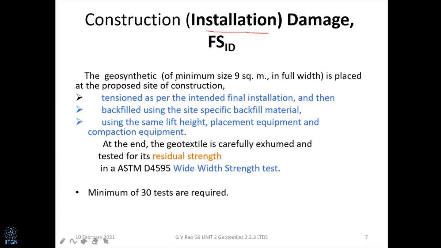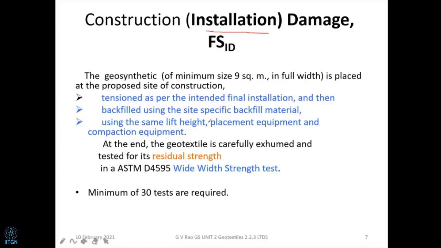So in this case now, we take a geosynthetic of minimum 9 square meters in full width, the minimum size actually in full width, and it is brought to the site basically and placed at the site, and then it is tensioned as though you are using it in the final installation, then backfill using the specified backfill material, and then using this backfilling also first place loosely, then level the whole area, and then of course we use the same loose thickness as we are going to use and then compact it as using the same rollers which are going to be used in the actual construction.